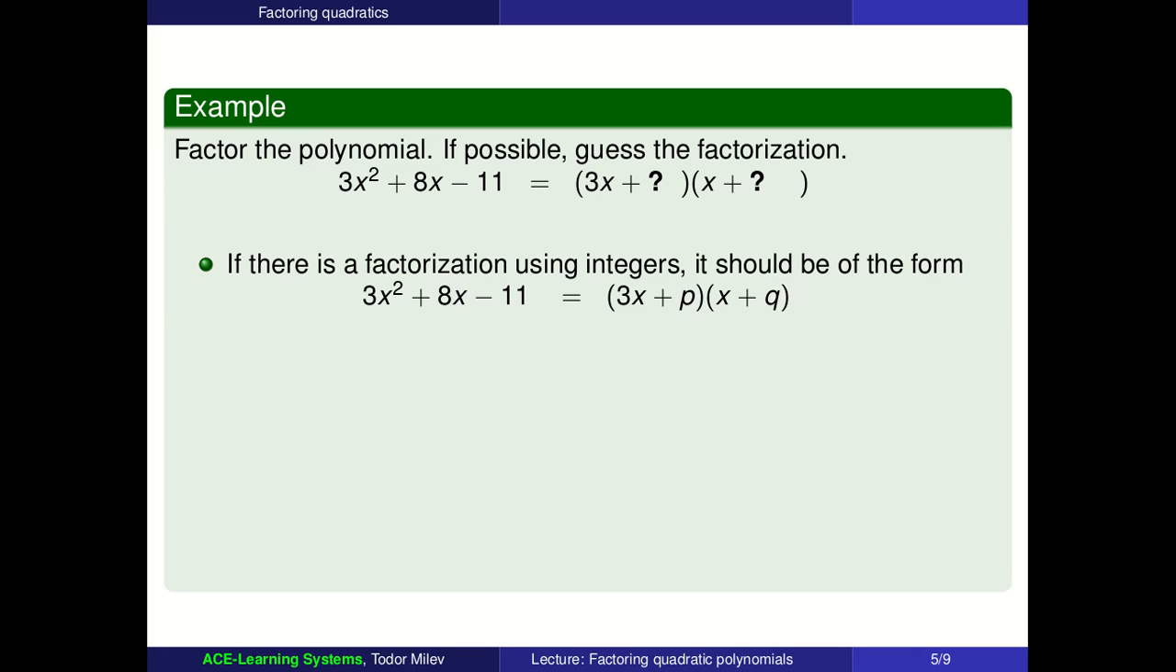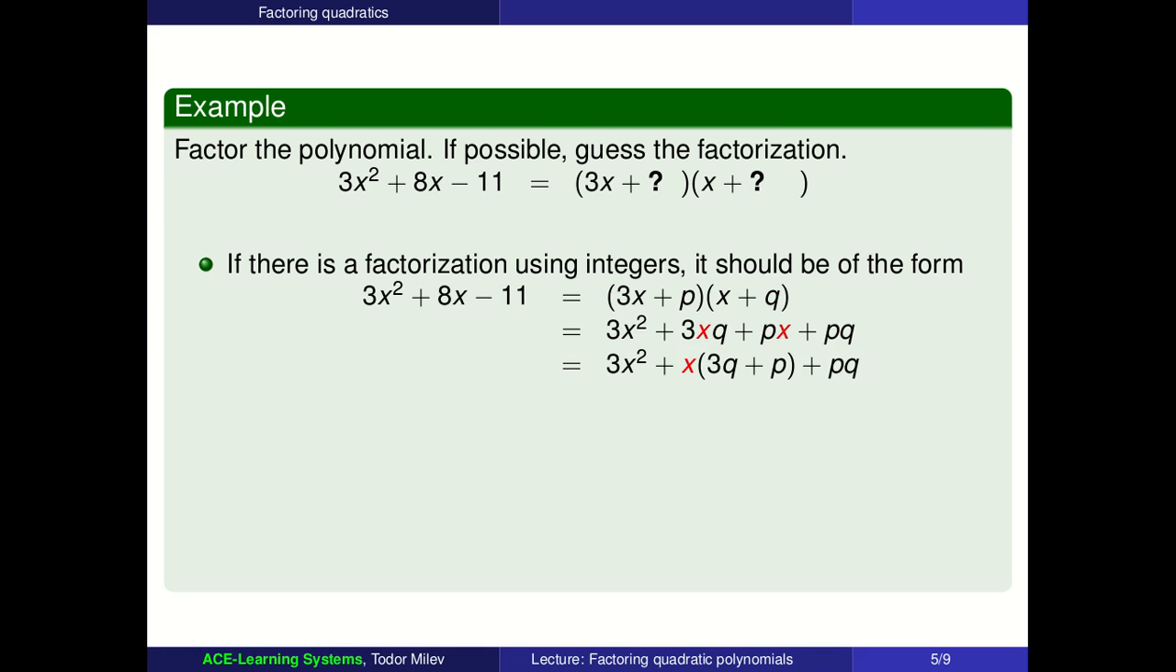Alright, suppose that we've already guessed numbers p and q, and suppose that these numbers are easy to guess. So they're integers, right? So suppose we've guessed p and q. So let's uncover the parentheses. 3x times x is 3x squared. 3x times q is, well, 3q times x. P times x, well, that's p times x. And p times q, that's, well, p times q. Alright, so we uncovered all the parentheses.